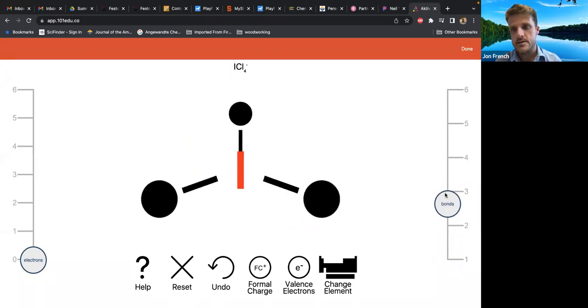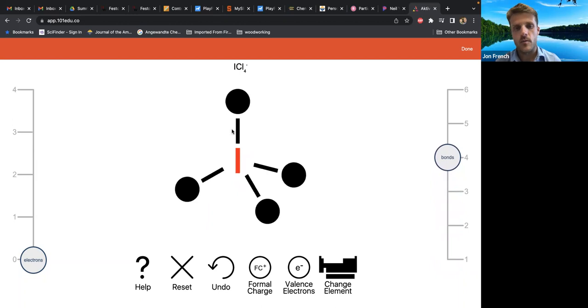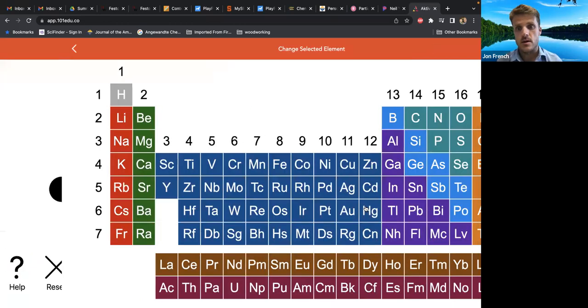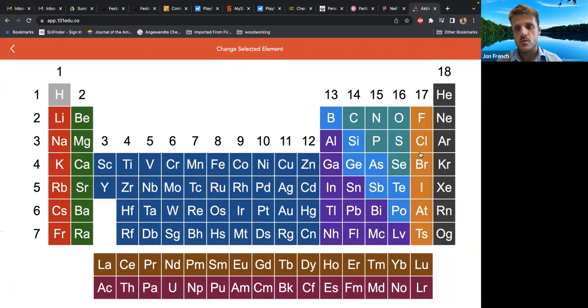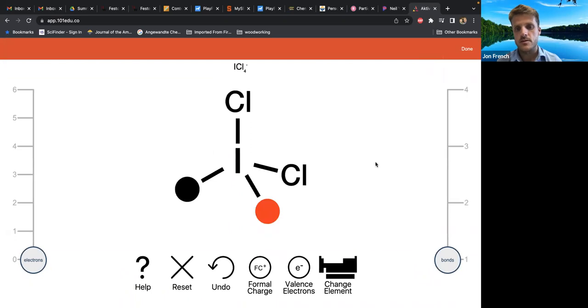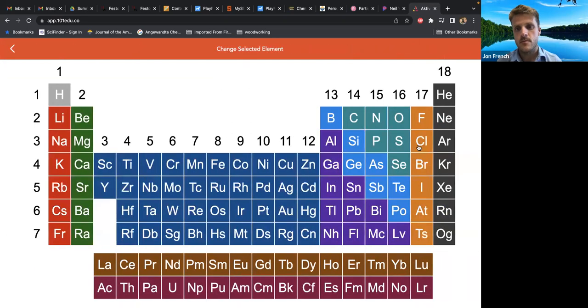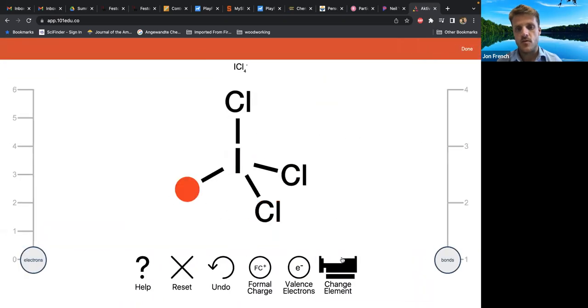So with iodine still highlighted, I'm going to go to 4 bonds, and then I'm going to make each of those bonds a chloride. So there's 1, there is 2, there is 3, and here is 4. All right, so there I just used 8 of those 36 electrons, so 28 electrons left to assign.